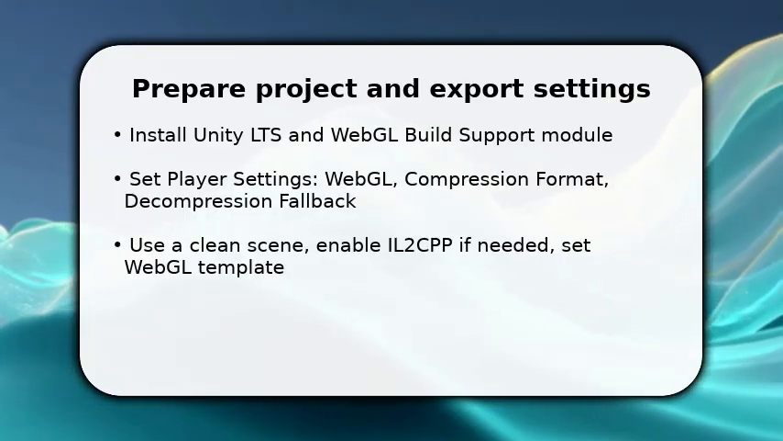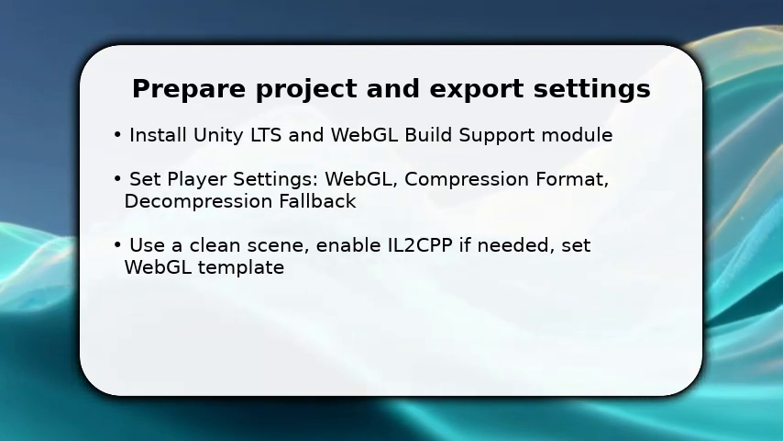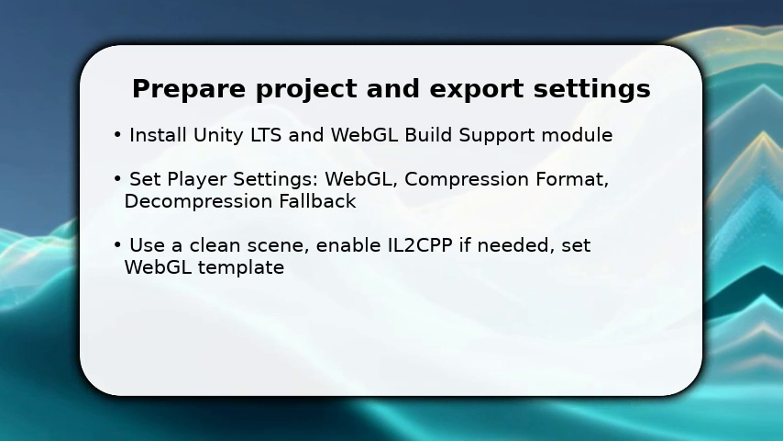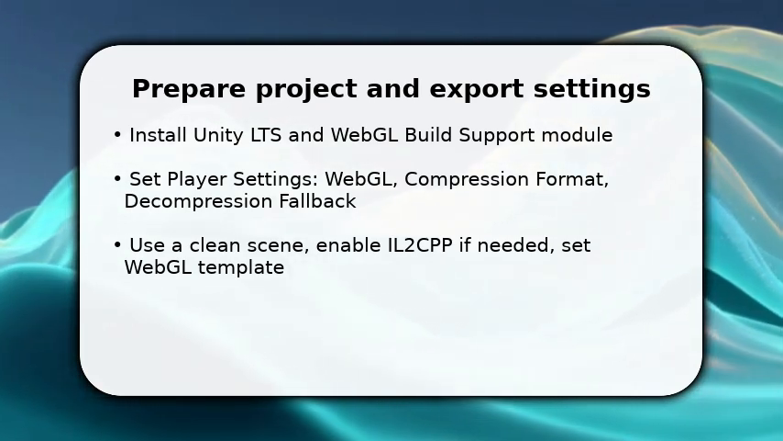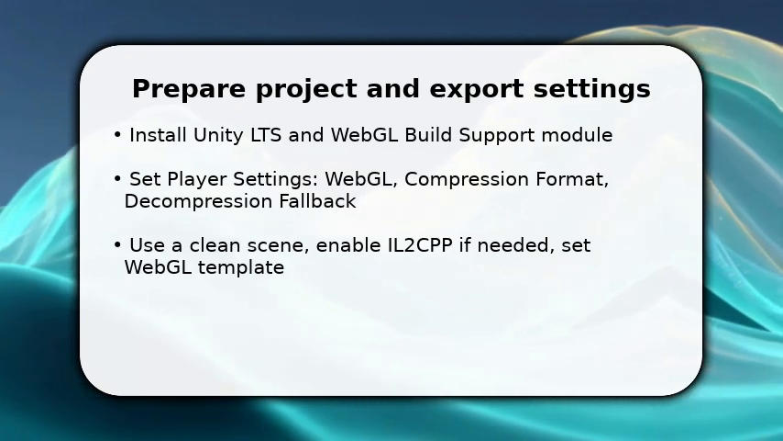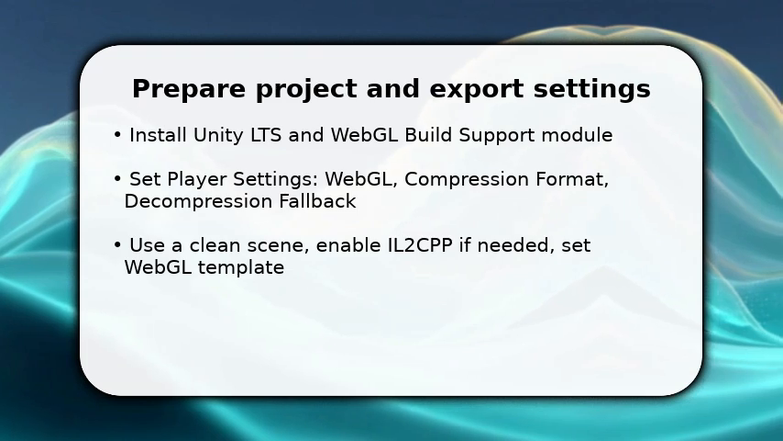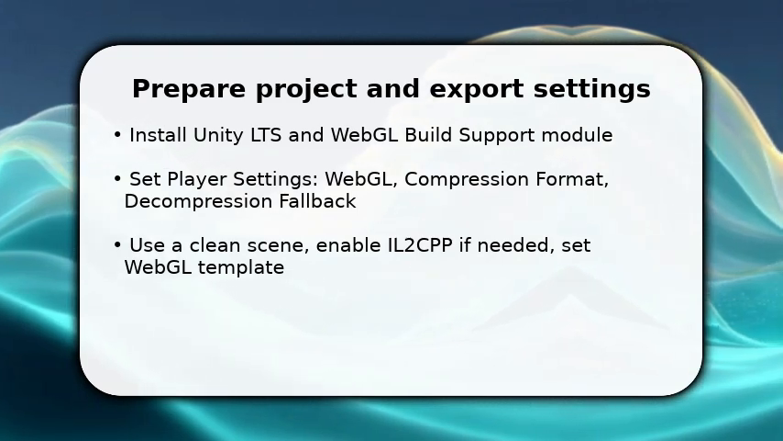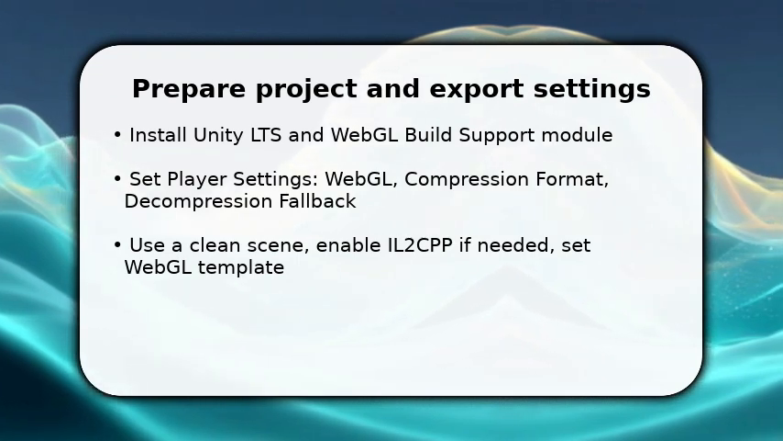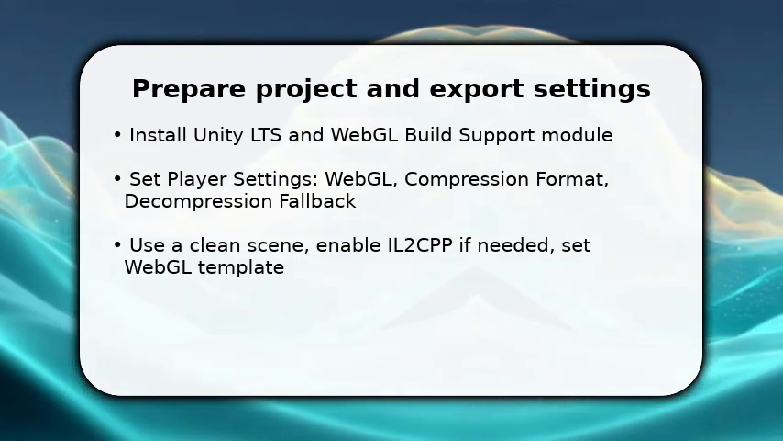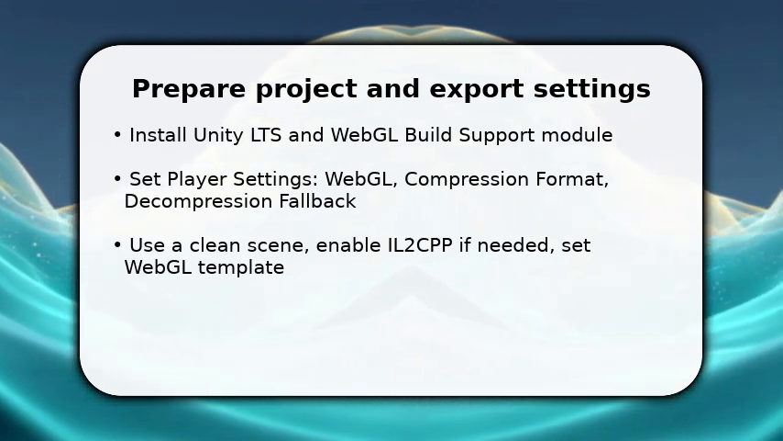You start by making sure your project is WebGL ready. Switch platform to WebGL in Build Settings and select the scenes you need. Once done, open Player Settings and choose the compression format and memory size appropriate to your build. This impacts load time and runtime stability. Make sure to enable exceptions only if you need them and pick the template that matches hosting. You'll save time by trimming unused assets and confirming WebGL build support is installed before you build.